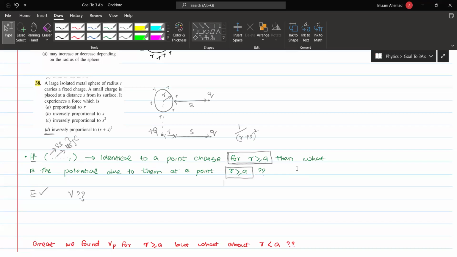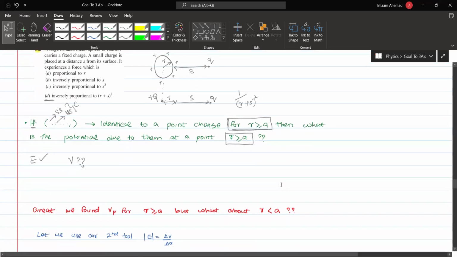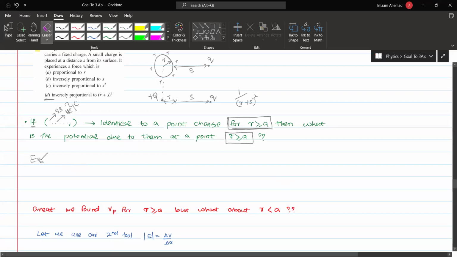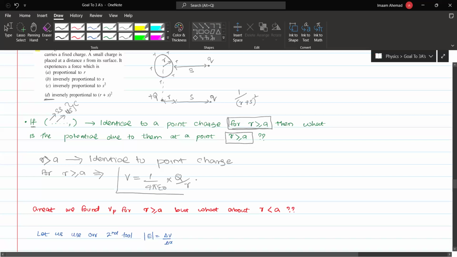It's the same as the point charge or different? It should be the same, right? Because what did we say? For r greater than a, it is identical to a point charge. That means for r greater than or equal to a, V is equal to 1 over 4 pi epsilon naught, q over r. Does it make sense? Are you clear with what I am saying here?